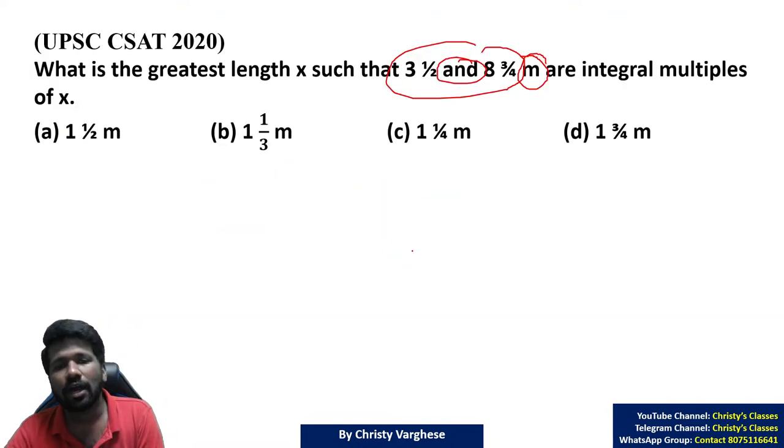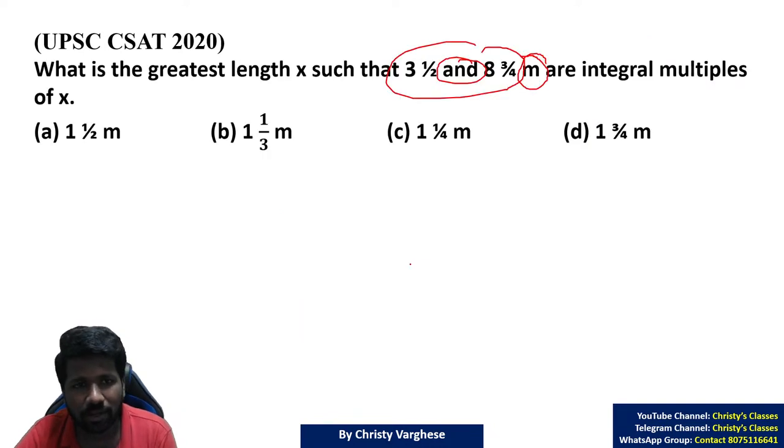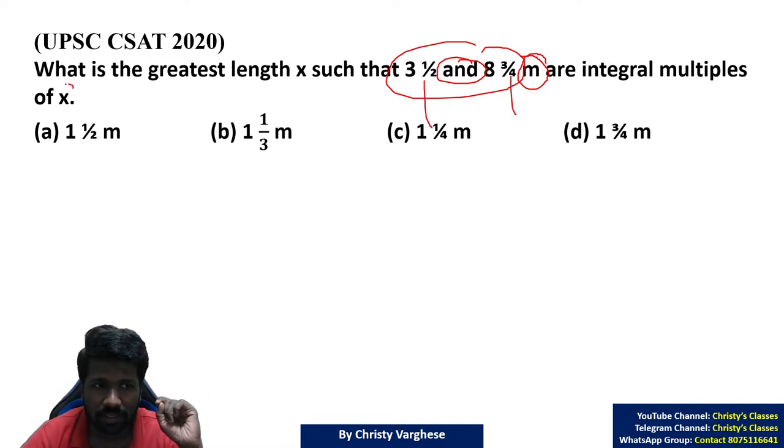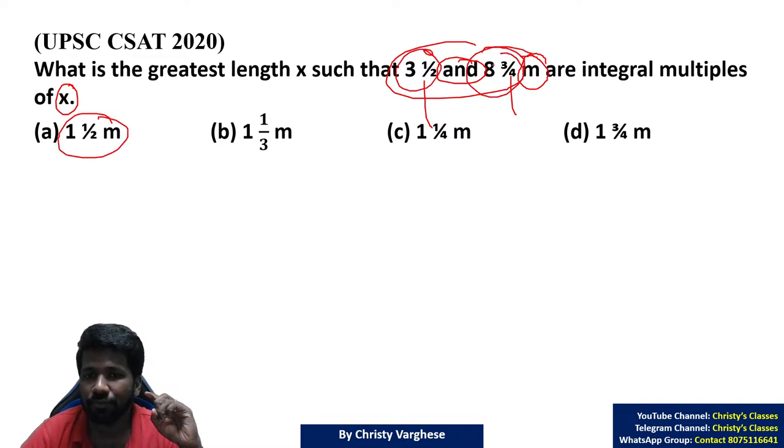So as I told, how to understand LCM HCF? By reading the question and understanding the question only it is possible. Greatest length x such that 3.5 and 8 3/4 are integral multiples of x. So the answer's multiple should be 3.5 and 8 3/4.